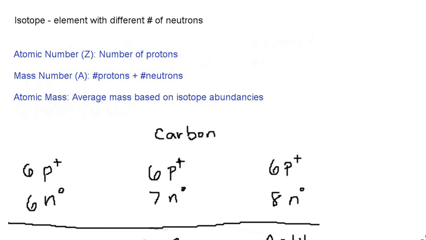Okay, this is part 2 of elements and atoms. In this video we're going to cover isotopes. Okay, so an isotope is an element with different number of neutrons.